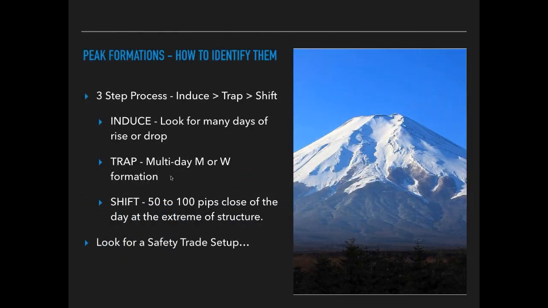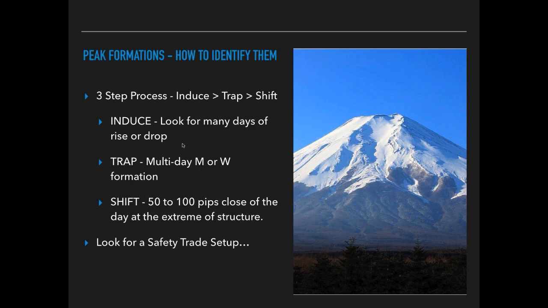Okay, so if you remember from last week's presentation on peak formations, how to identify them, we talked about how there was a three-step process that they all go through, right? Induce, trap, and a shift. So the inducement, what you're looking for is many days of rise or drop. And then you're going to look for a trap, a multi-day M or W formation at the top of the peak, and then you're going to look for a shift away from that peak, 50 to 100 pips, close of the day at the extreme of structure. I'm going to show you some examples of that and what I mean by that.